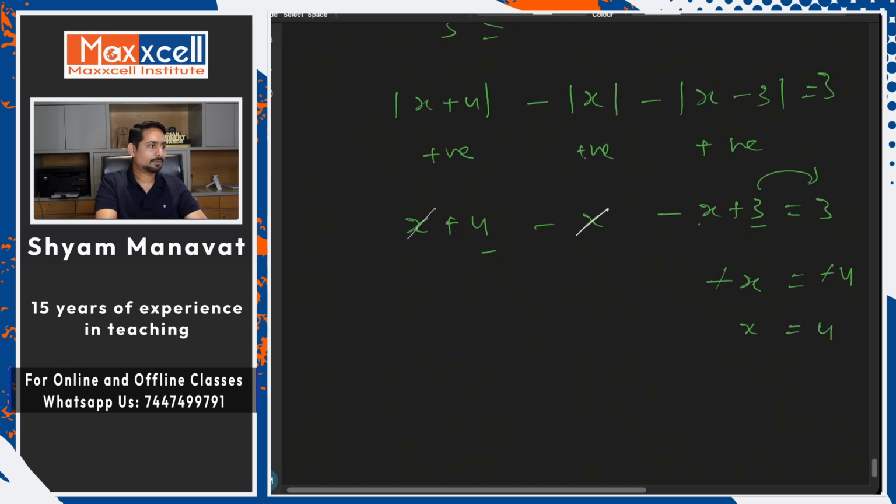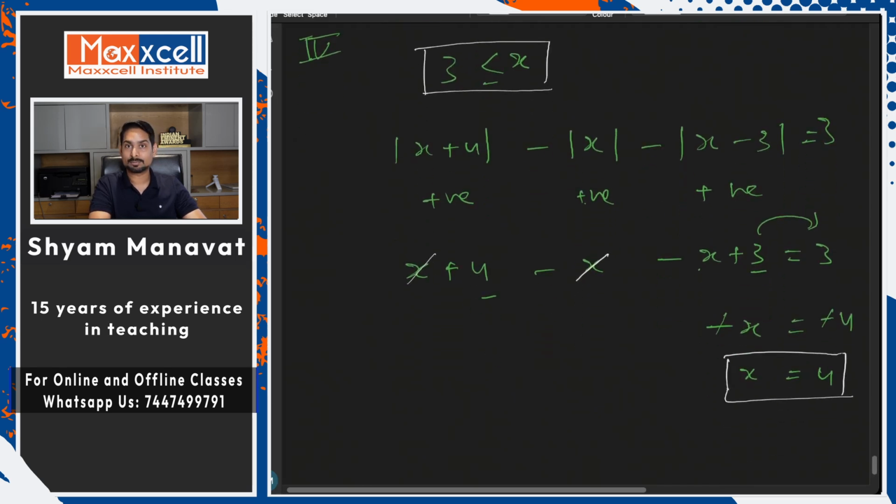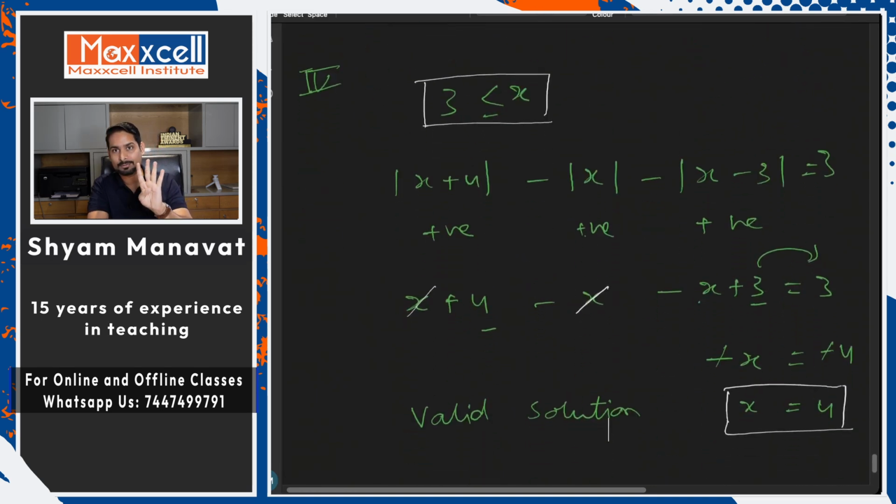4. Now question, are you getting value of x which is falling in this segment, in this range? Answer is yes. x is equal to 4 is more than 3. So this is also a valid solution, right?